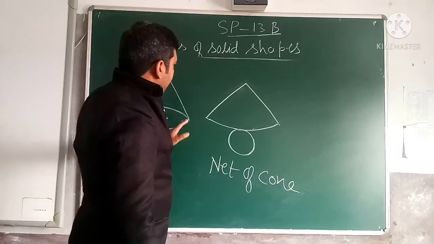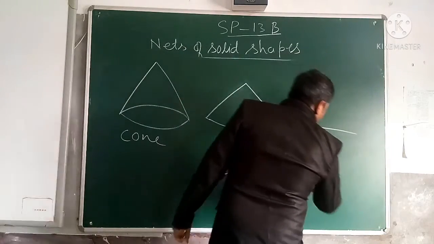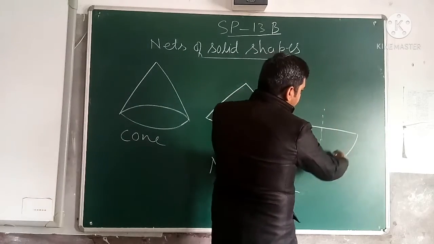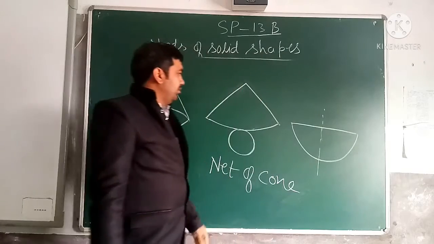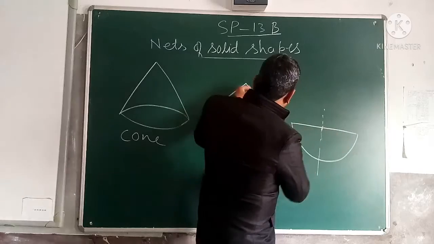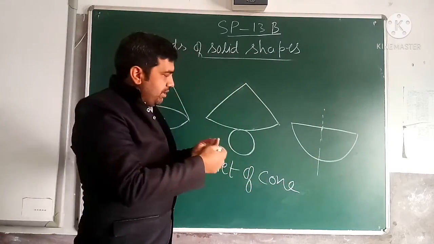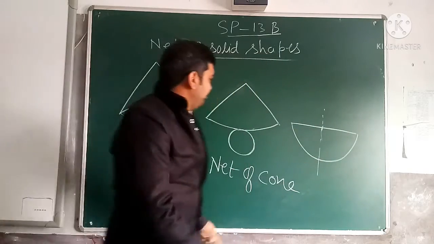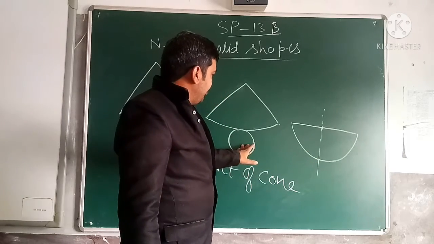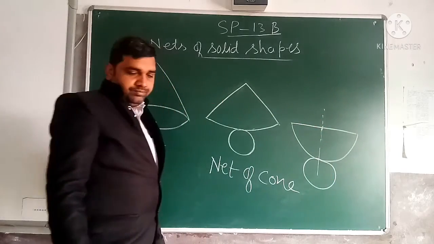Whenever you take a semicircle and fold this semicircle along this line, you will get an open cone. This will meet and this will become the slant. So after taking the paper, you fold it along this and you will get a cone. And for covering the top, you put this circle at the bottom to cover it.